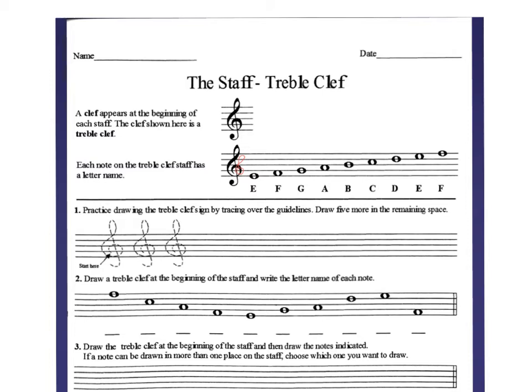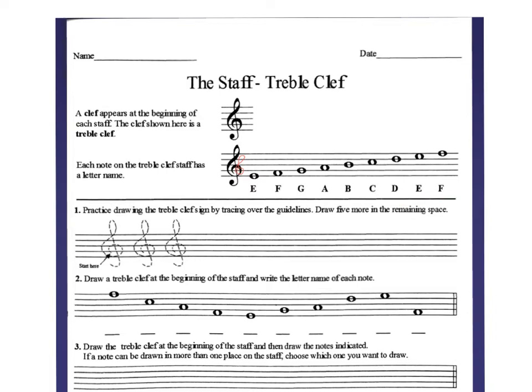So first of all, reading from the top, a clef appears at the beginning of each staff. The clef shown here is a treble clef. That's what it looks like. One of the tricks that you will learn is that this could also be called the G clef, and I'll show you why shortly. Each note on the treble clef staff has a letter name, and so here we are. This is your number line, if you want to think of it that way.